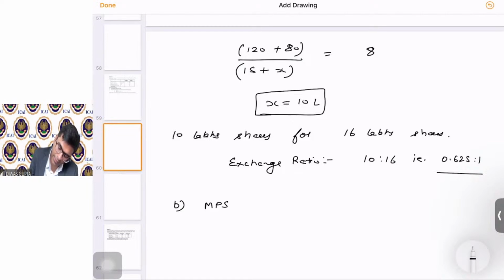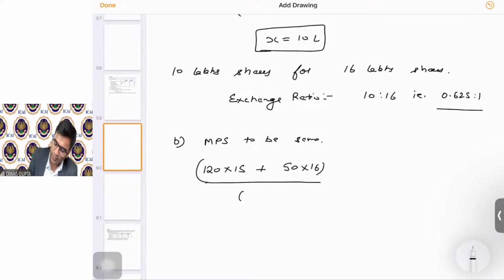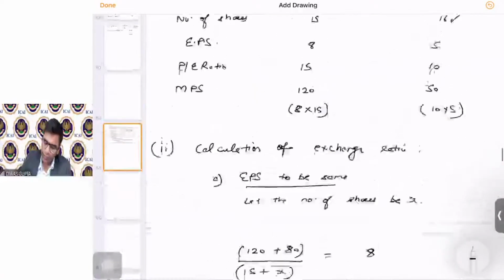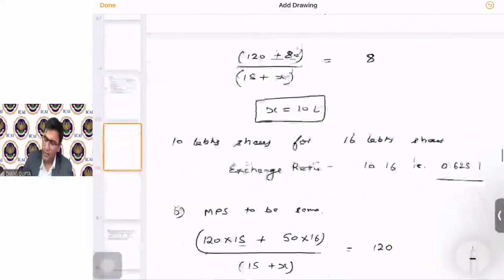Then the second part, they are saying MPS to be same. For MPS to be same, we will take the total market values of both the combined entities, without taking any synergy benefits, and divide it by the number of shares. So 120 into 15 plus 50 into 16, divided by 15 plus x, is equal to 120. 120 into 15 is the MPS into number of shares. Similarly, 50 into 16 is also the MPS into the number of shares, which will give us the total market value. Divide by 15 plus x.